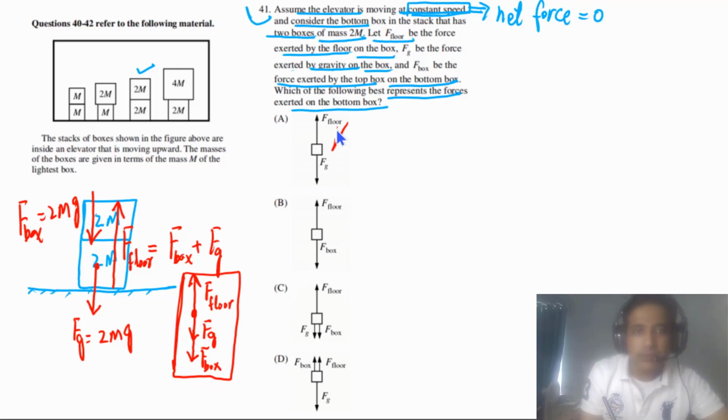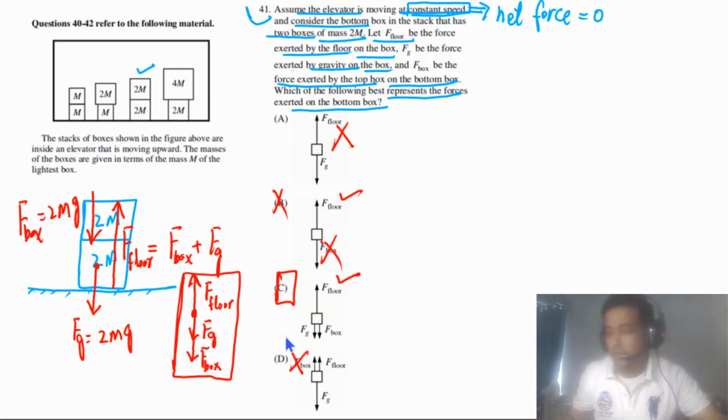So option 1, this is incorrect because force by the box is missing. This is right, but this one is also incorrect because also the force by gravity is missing in this case. So this is also incorrect. Force by the floor upward, force by gravity down, force by box down, top box. So this is our answer, and this one is incorrect. Gravity is down, force by the box is down, not up. So this one is incorrect. So the answer for this question is C. This is how you can figure out.